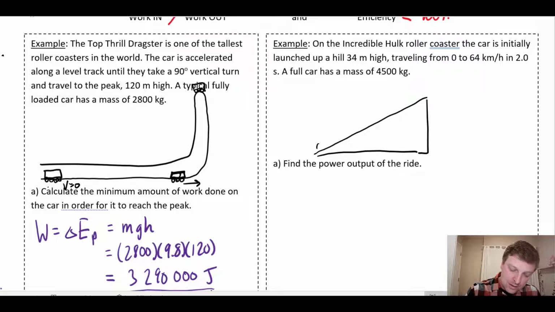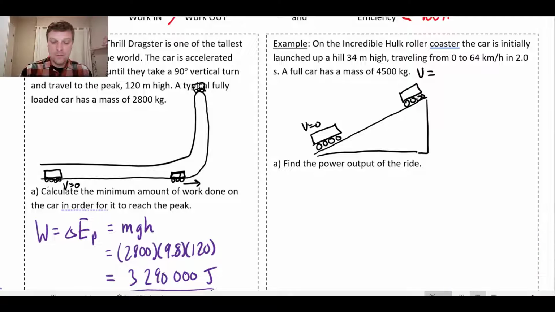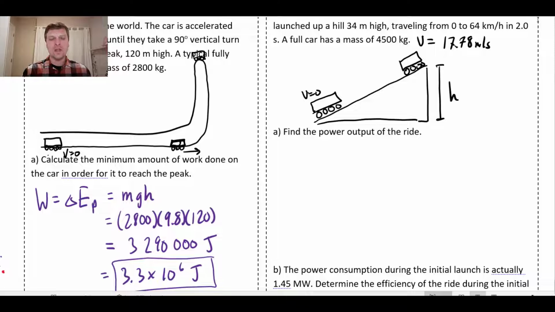Okay, so I've got this car, and there's my roller coaster car, and we're going to say it basically starts at rest. But by the time it gets to the top of the ramp, it needs to go from basically not moving to a final velocity of 64 kilometers per hour. That ends up being about 17.78 meters per second. So again, I'm going to find the work first in this case.